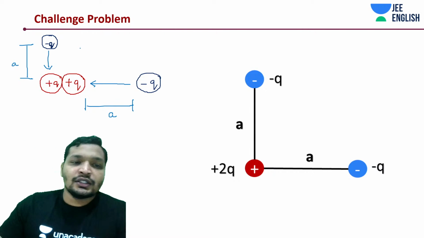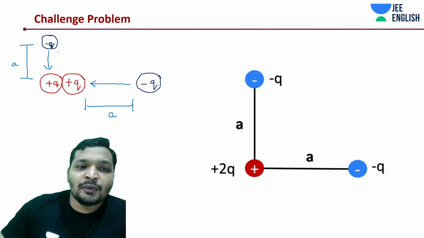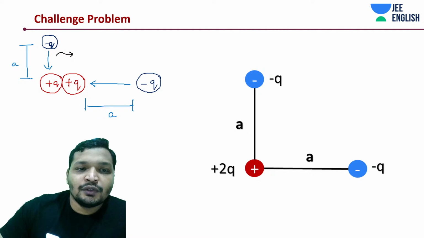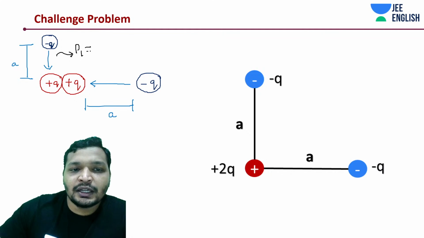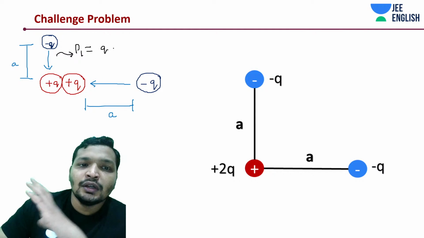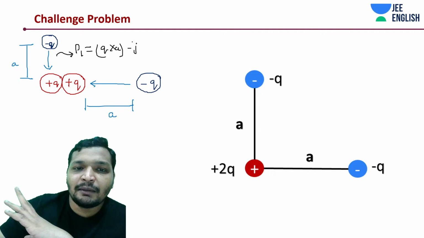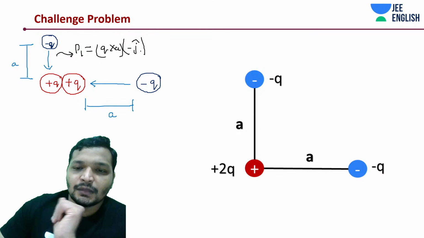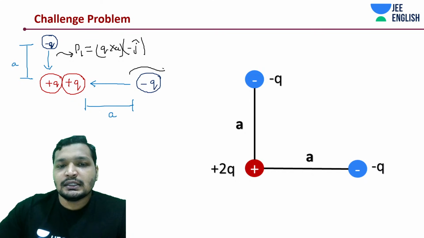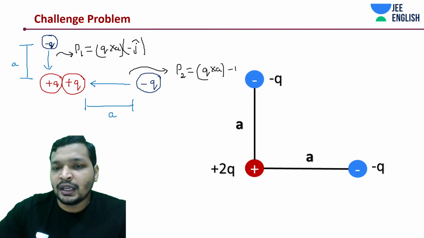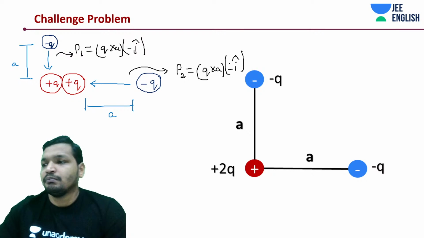With this, what needs to be done? We need to calculate the dipole moment. What is the dipole moment of this system over here? Okay, let me start from the y-axis side of it. So I'm going to call this P1. What is the value of P1, guys? Going to be q into a into minus j cap, right? And then there is this another dipole moment which is moving in which direction? Dipole moment is minus q into a into minus i cap. That is it.